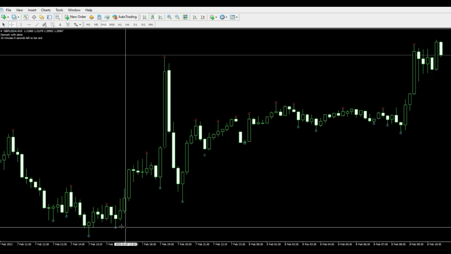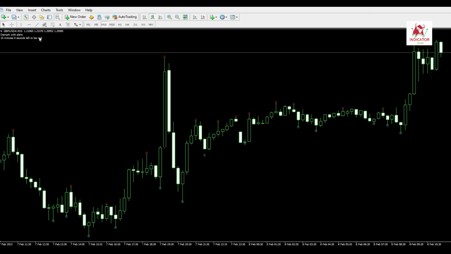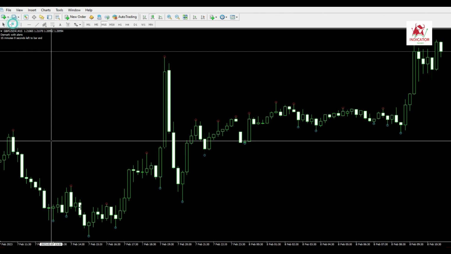The DeMark V1 indicator for MT4, MetaTrader 4, is a free simple-to-use scalper indicator that provides precise trade entry signals. It also displays the time left to the next bar. The indicator draws the buy and sell signals in the main MT4 chart window.